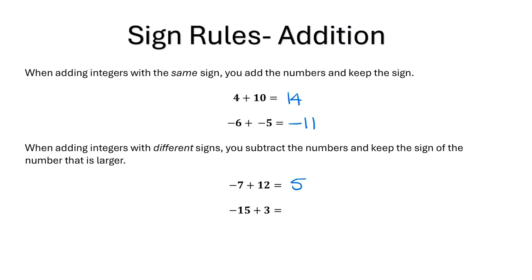On the other hand, if we're doing negative 15 plus 3, 15 is the bigger number and it's negative, so that means our final answer is going to be negative. Since the numbers have different signs, we're going to find the difference between the two numbers, which is 12, and so negative 12 is our final answer.